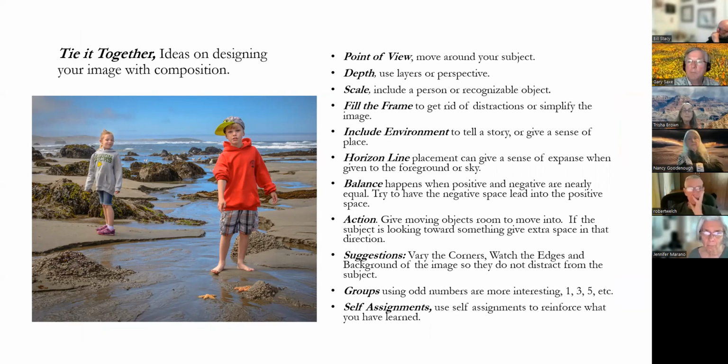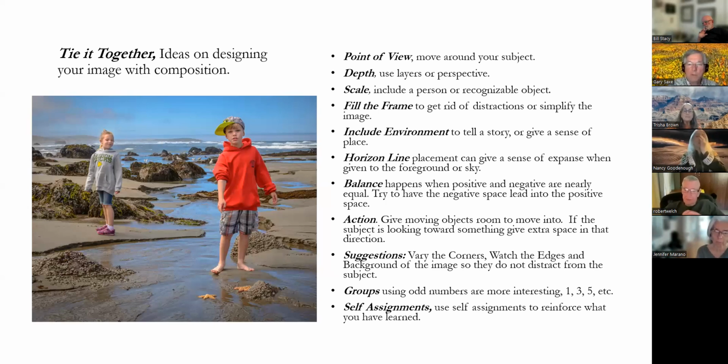I didn't say much about simplifying, but that's something in art and in photography that a lot of people neglect, is simplification. Include environment to tell a story or give a sense of place. Horizon line placement can give a sense of expanse when given to the foreground or sky. Balance happens when positive and negative are nearly equal. Try to have the negative space lead into the positive space. Action: give moving objects room to move into. If the subject is looking towards something, give extra space in that direction.